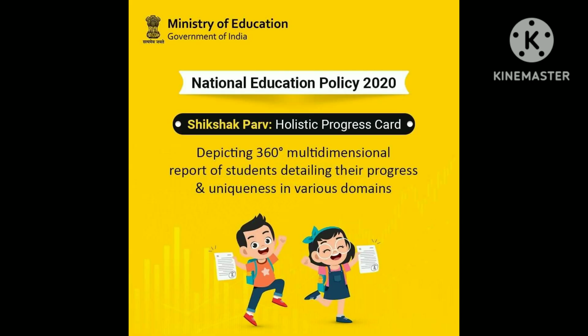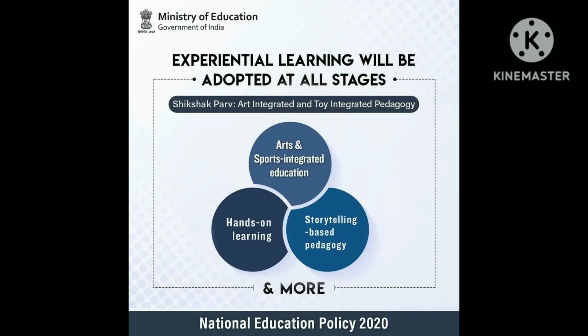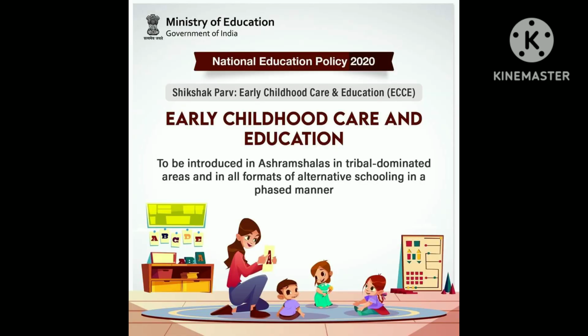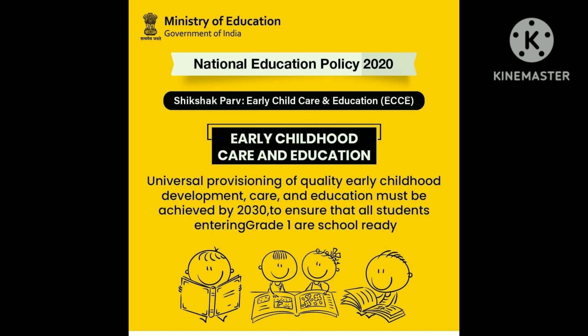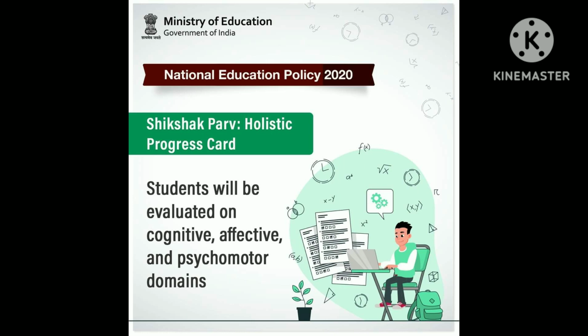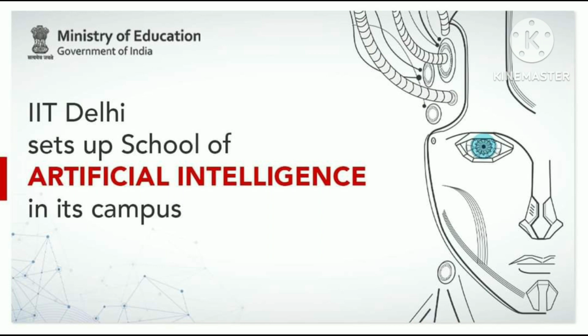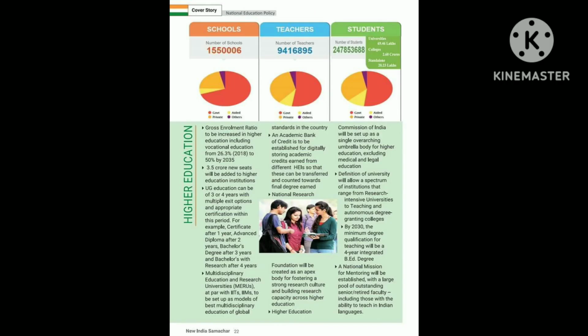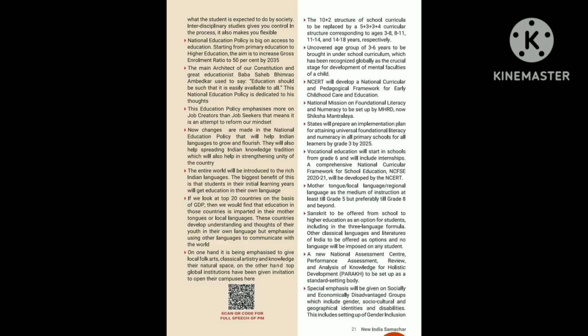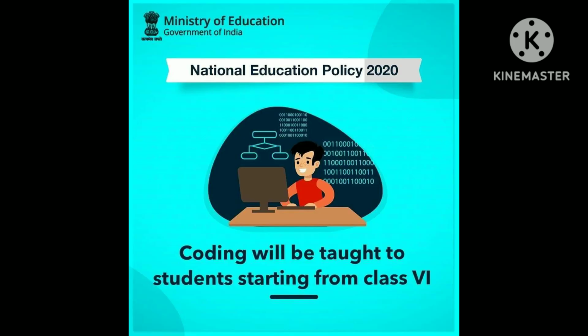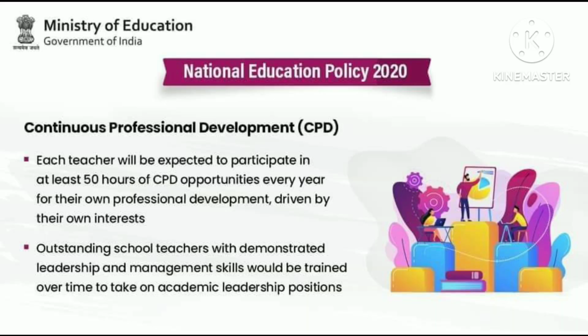The second one is the preparatory stage. The age limit for this stage is 8 to 11 years, covering classes 3 to 5, so the total duration of this stage is 3 years only. And the third one is the middle stage. The age limit in this stage is 11 to 14 years, classes 6 to 8, which also covers 3 years.